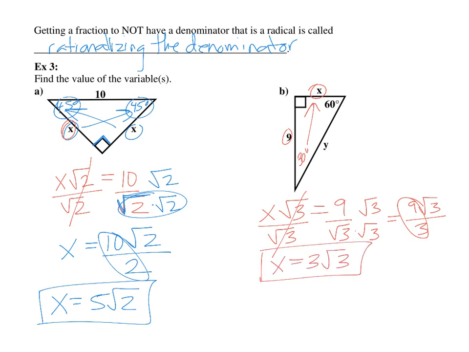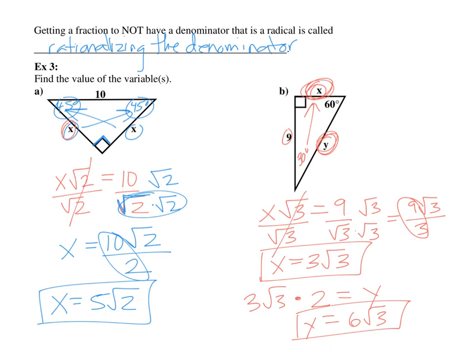Done. I also need to figure out y now. I take the short leg, I multiply it by 2, and I get the hypotenuse. So 3 square root of 3 times 2 is equal to the hypotenuse, which is y. So y is equal to 6 square root of 3. Done.